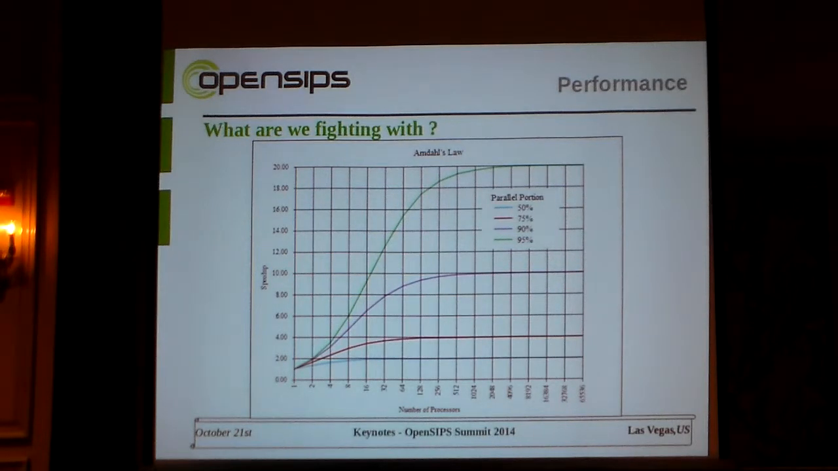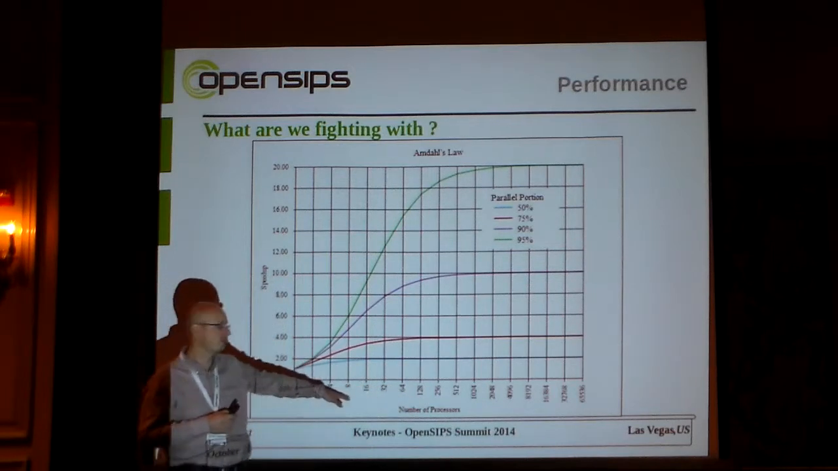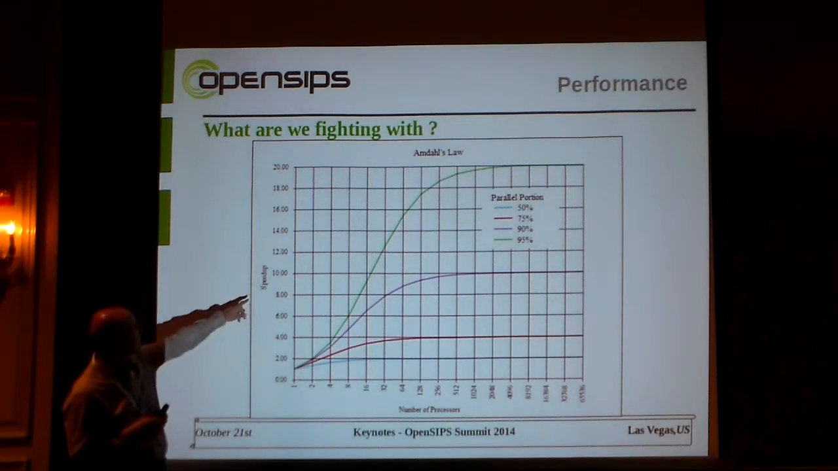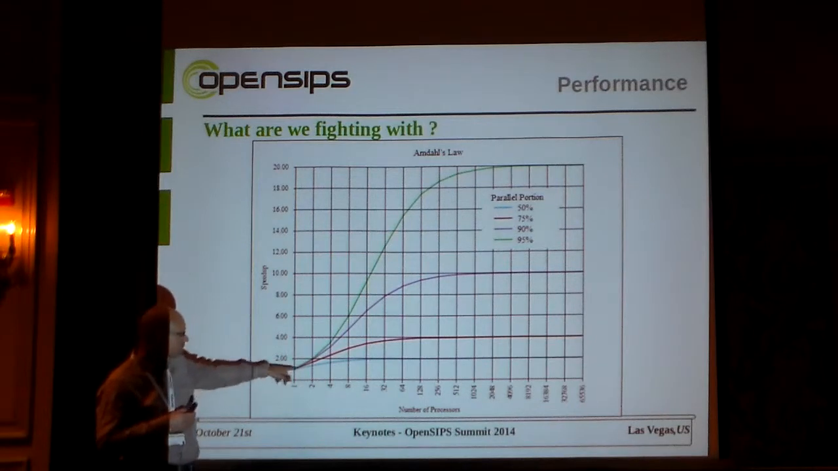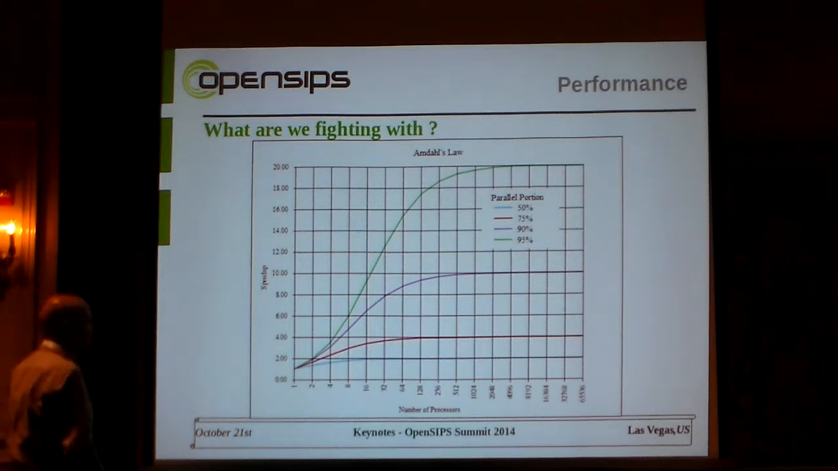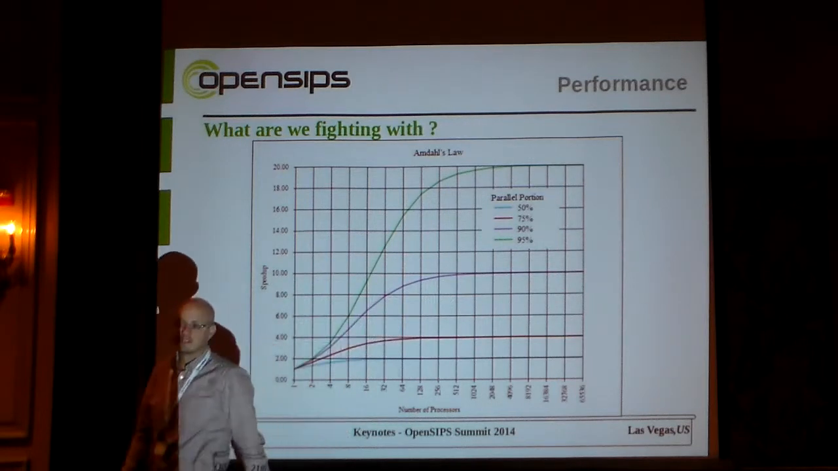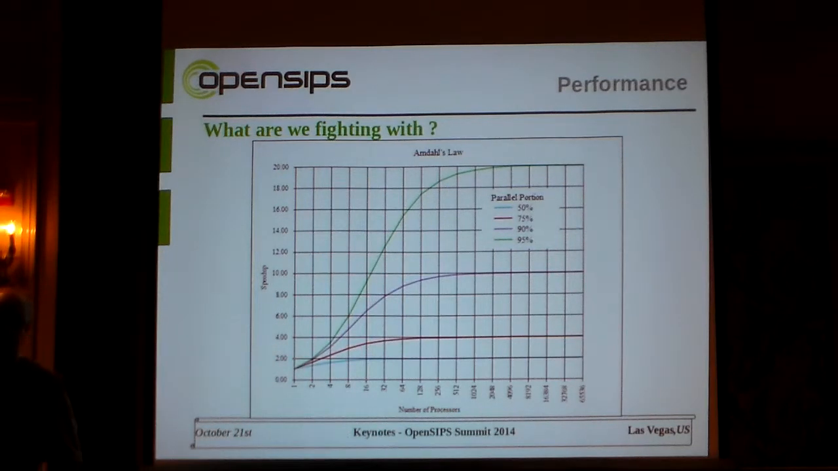And this is Amdahl's law. Here you have the number of processors, the hardware resources, and here you can see the speed up of an application based on the number of processors. And Amdahl's law says that at some point, even if you have a huge number of processors, you get a flat line. So you are not able to scale anymore with the hardware.